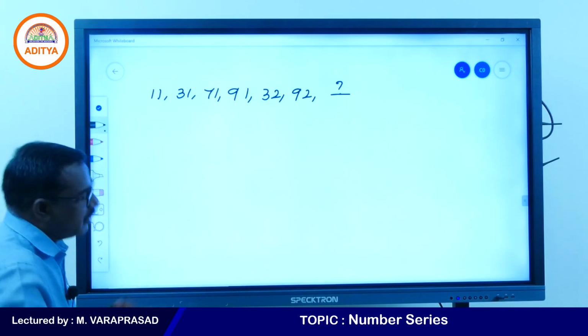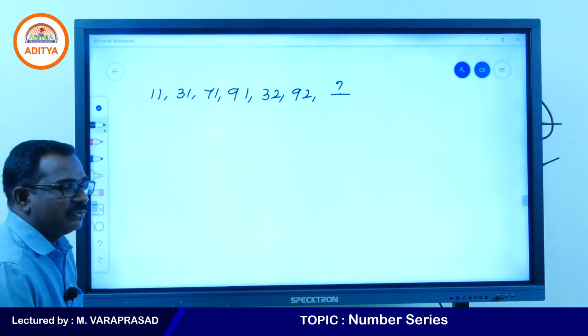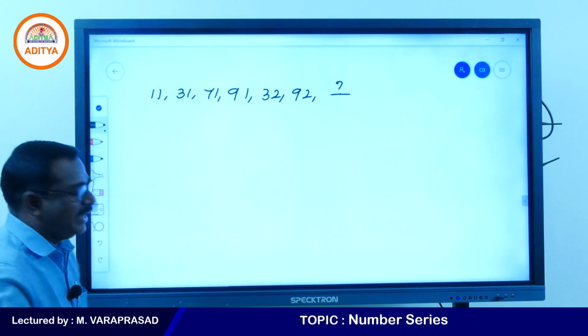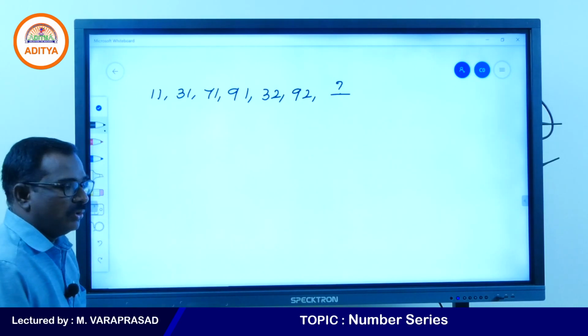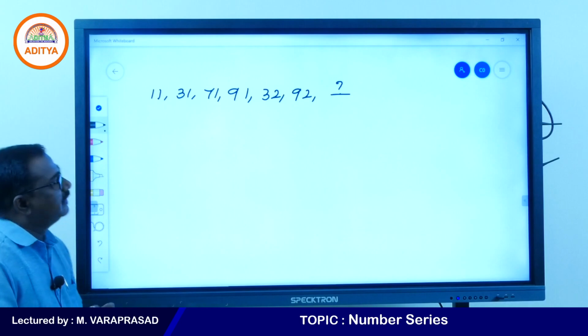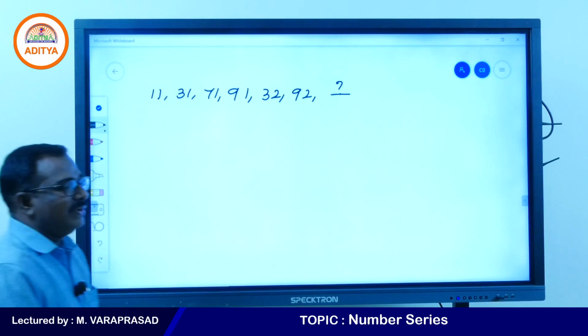This is the third example today. What will you get in the place of the question mark? What rule is given here? What pattern do you need to follow? 11, 31, 71, 91, 32, 92, what will you get next?